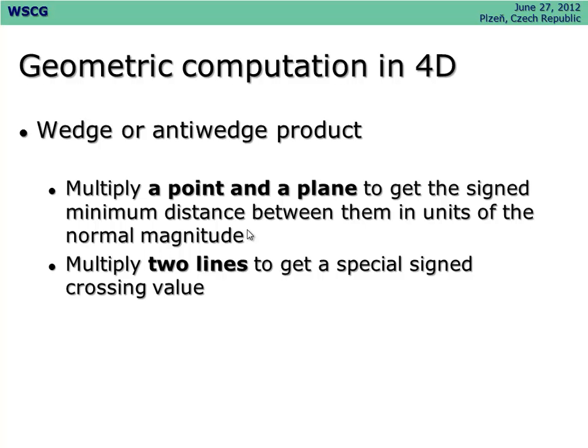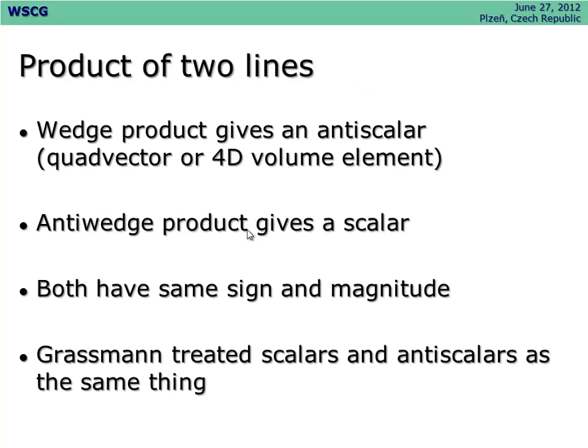And we can also multiply two lines together, and that gives us a special signed crossing value. So, lines are bivectors. If we multiply them together with the wedge product, then we end up with the antiscalar. If we multiply them together with the anti-wedge product, then we get the scalar on the other side. They both have the same sign of magnitude, and Grassmann actually treated these as the same. He said they're just numbers. It's not clear to me whether he understood that antiscalars flip sign under a reflection, and that may have stopped him from going a little further with this, because in Clifford algebras, you do have to make a distinction between antiscalars and scalars.